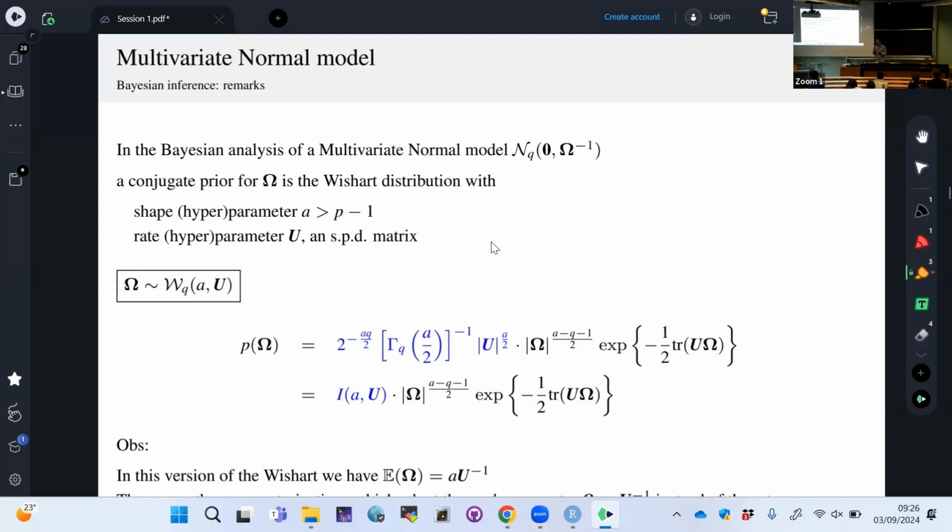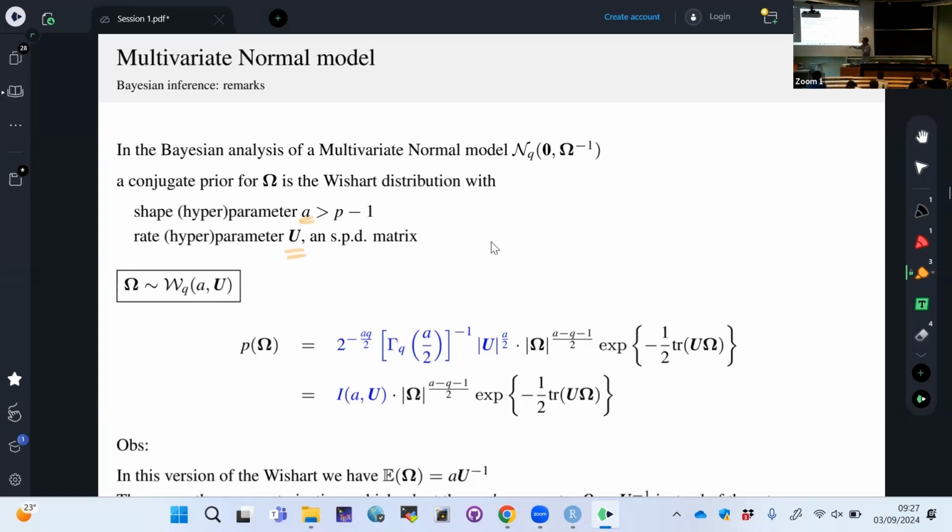It is parameterized by two parameters. One is called a shape parameter, A, and the other one is a rate parameter, which is a matrix, bold U, and which is itself an SPD matrix. In this case, we write that omega has a Wishart(Q, A, U) distribution, and its probability density function is given by the expression here.